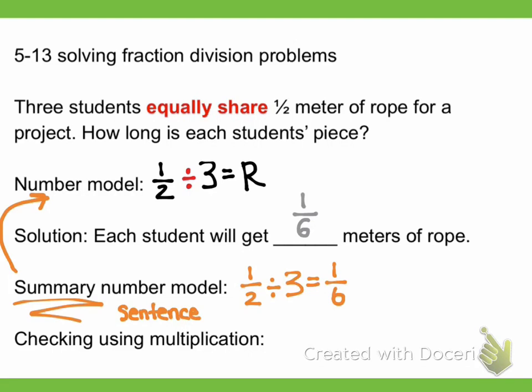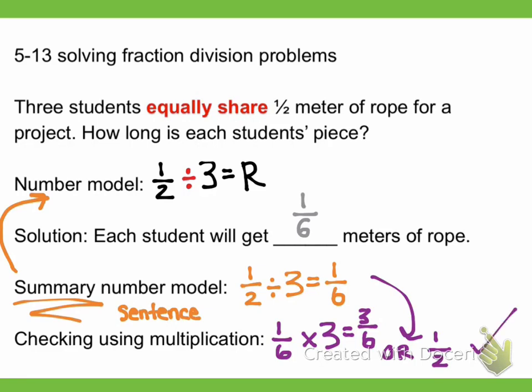And then the very last step is to check your answer using multiplication. So you're going to do the opposite, read the summary number model backwards, and write that for checking using multiplication. So 1/6, and to check it with multiplication, you're going to multiply by 3 equals 3/6, which is also 1/2. So there we go. We got the same answer forward and backward. We checked using multiplication. We got it.